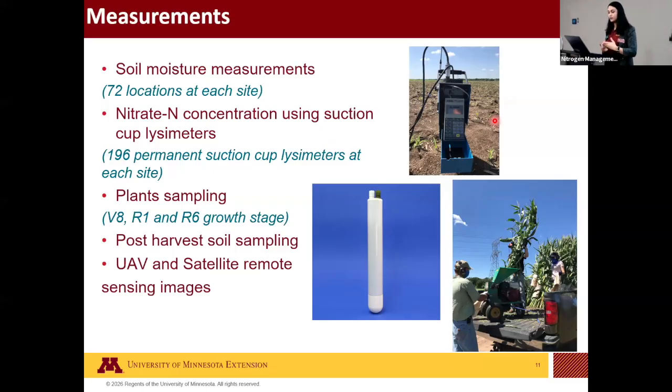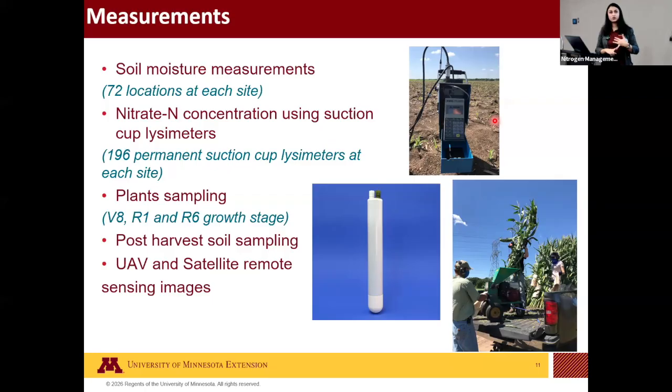And then we had permanent suction cup lysimeters. And when I say permanent, it means that we installed them in the first year of the study and we never took them out, because there is a lot of variability that we have seen in the past. If we remove those lysimeters out, put them back, the data is very variable. So this gives us confidence that our data, the first year data, we had a lot of variance, but in the next 4 years, we see that it stabilizes a little. So we have 196 permanent suction cup lysimeters at both locations.